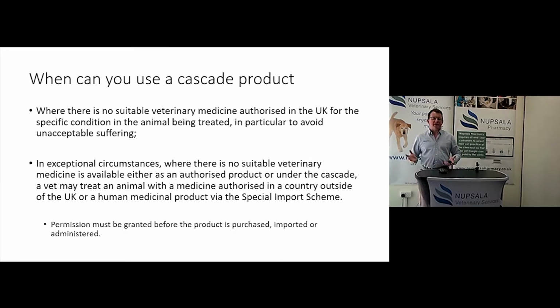Now, I know this is a fairly dry area to give a tutorial on, but I think it's really important to understand how to do this, because in our experience here in Nupsala, it's something that we run up against quite a lot. Either a practice doesn't know how to apply for the SIC, the Special Import Certificate. They're not sure whether a product can be used, if it's a human, or if there's a UK licensed veterinary medicinal product first.